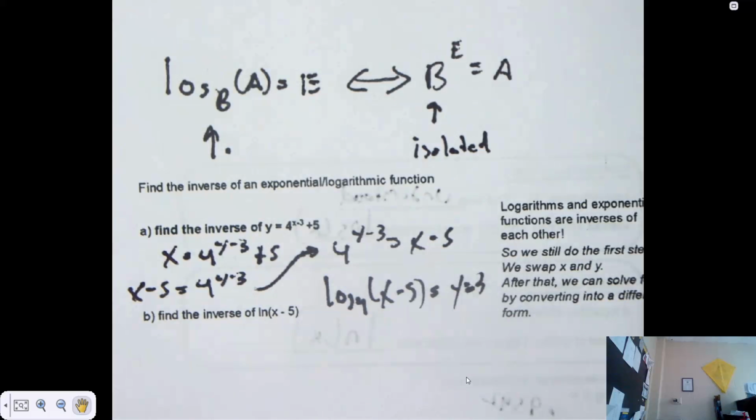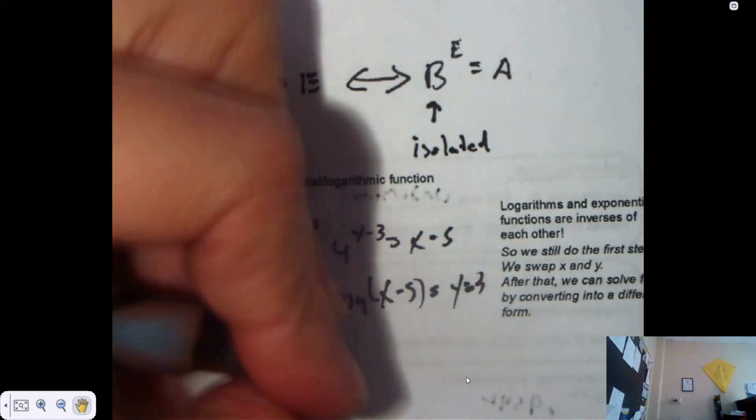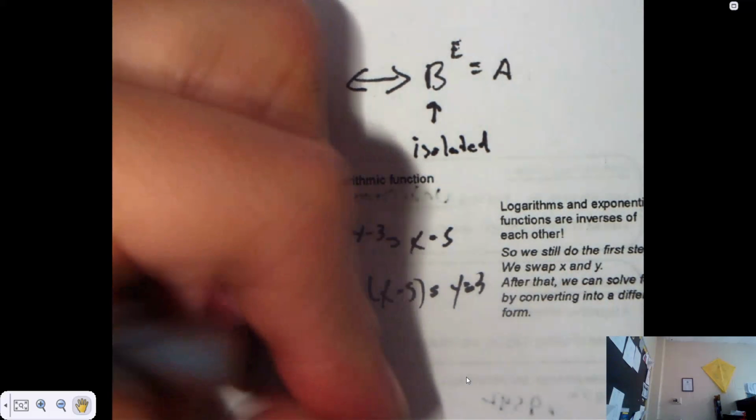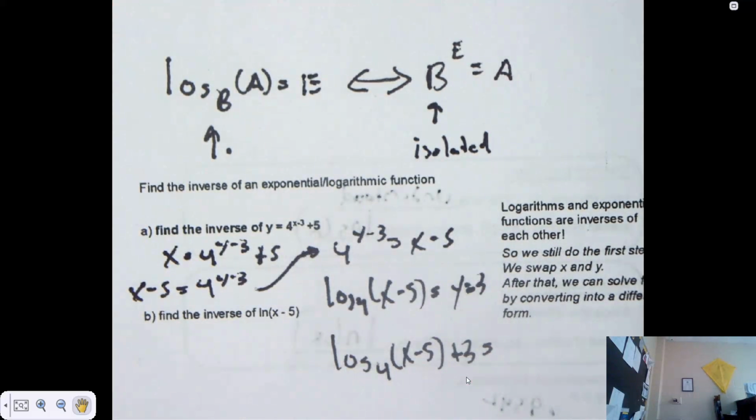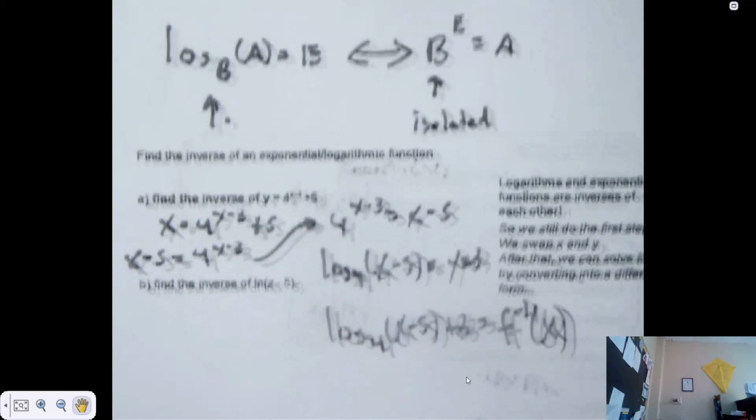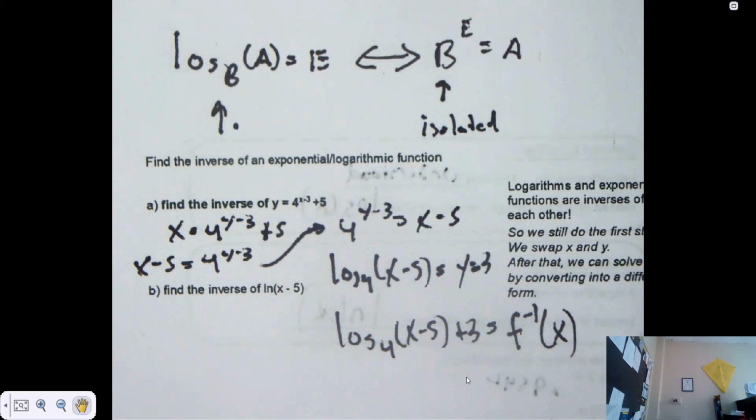Now, is this thing solved for y yet? What are you going to add? Add 3. Can you add that 3 to the stuff in parentheses? No, that's prison. Now, that would isolate y. And when you're done, y is supposed to be replaced with that funky function notation. f to the negative what? First power. I'm not going to do the last one.